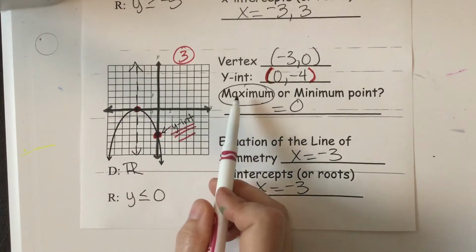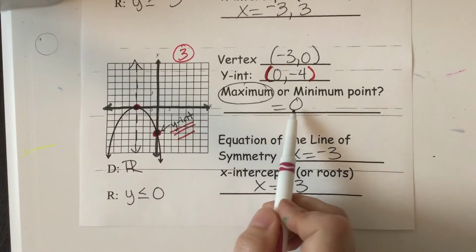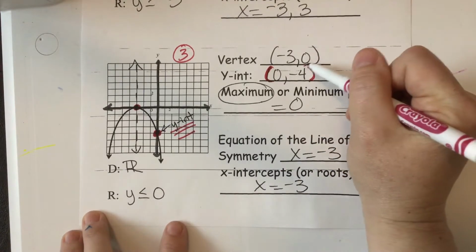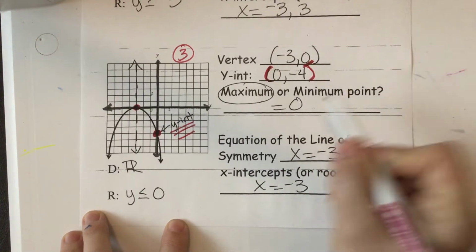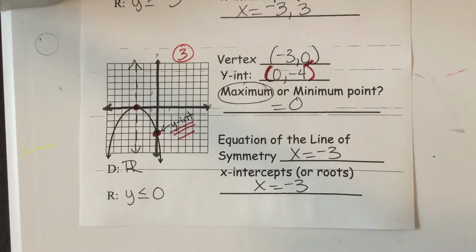That's the highest point, called a max. How high is it? It's 0 high. Remember, it's always the y-coordinate of the vertex that's the max or min. Okay, and then how'd you do on the rest of it? Look pretty good?